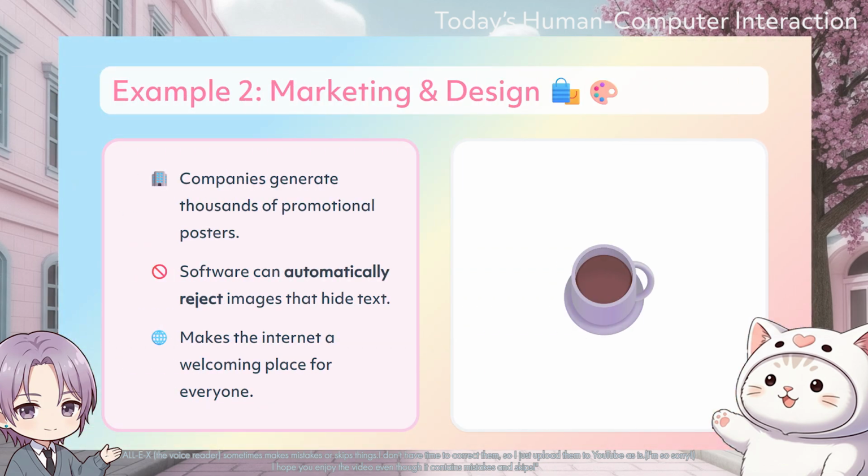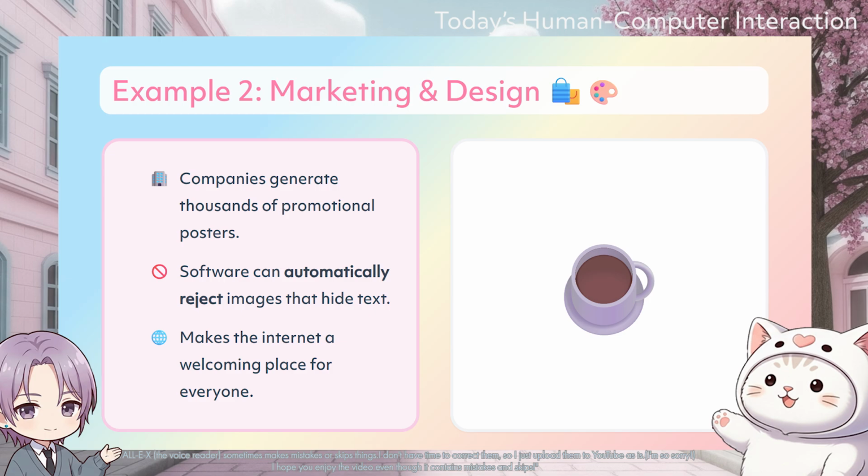Second, this technology could totally change the world of marketing and web design. Companies generate thousands of promotional posters and advertisements using artificial intelligence. They want to make sure their advertisements reach as many customers as possible. But now, a designer has to manually check if the colors are okay. But with the loss metric built into their software, the design program could automatically reject any generated image that hides the text or the product.